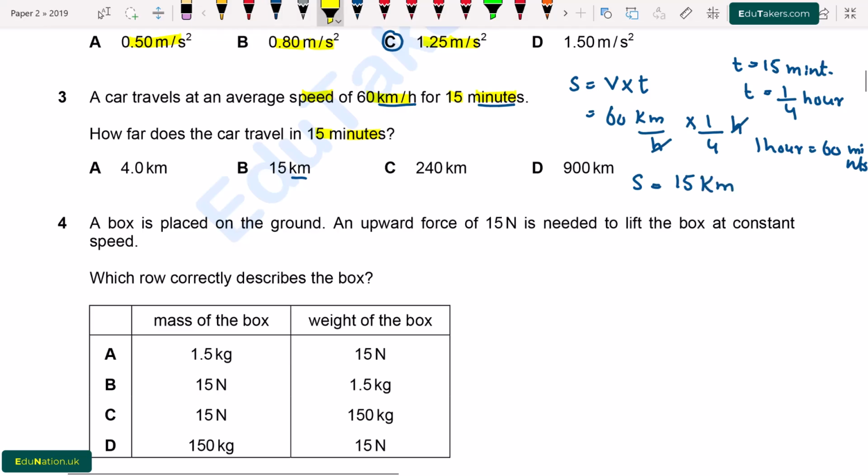Now we see the options. Option A 4.0 kilometer, B 15 kilometer. So option B is correct.